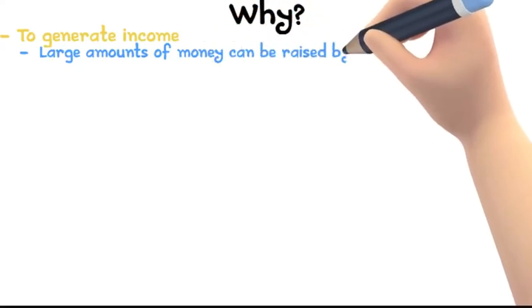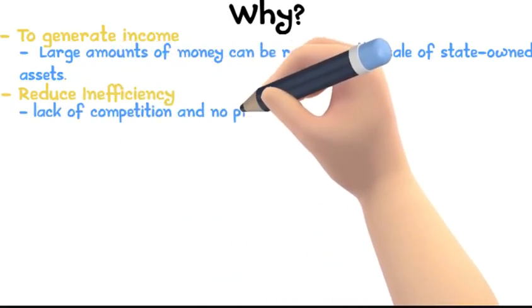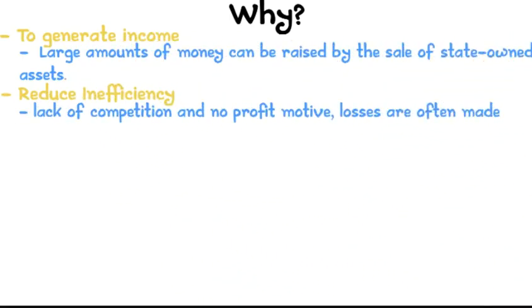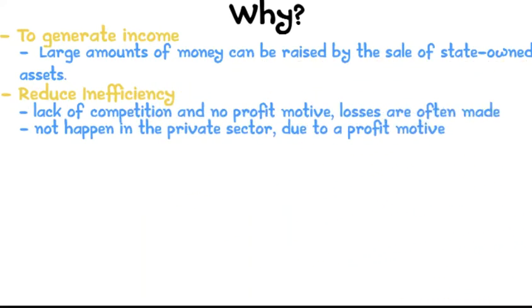Why does privatization take place? To generate income. Large amounts of money can be raised by the sale of state-owned assets. To reduce inefficiency. Due to the lack of competition and no profit motive, public corporations often make losses that would not happen in the private sector due to the profit motive.